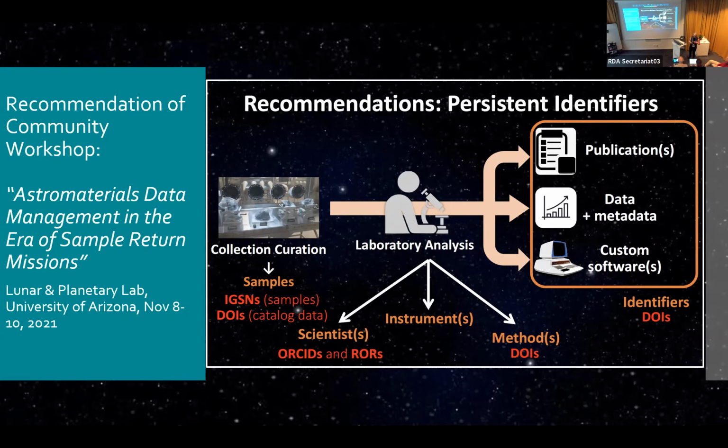So we are now in the process of implementing this. It isn't clear when and how IGSNs may be implemented at the Johnson Space Center. We're using DOIs, ORCIDs, and RORs now for the astromaterial data archive. So there will be, I think, a lot of interesting insights and experiences with creating a new archiving facility for these data.